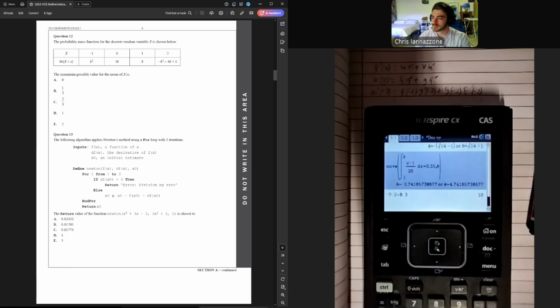Okay, question 12. Now we're dealing with the probability tables. Maximum possible value of the mean of x. So, what's that all about?